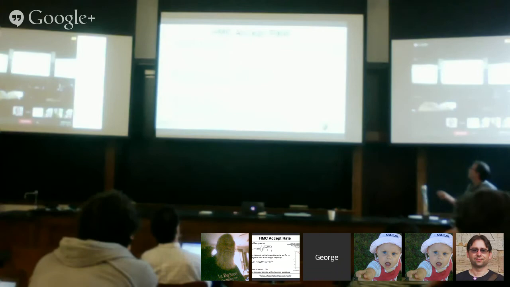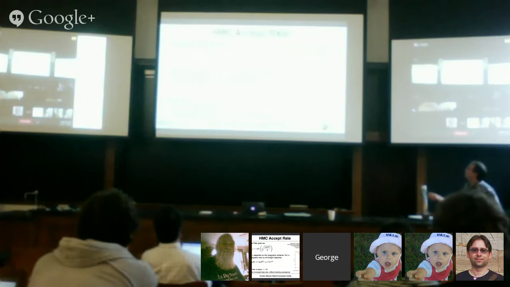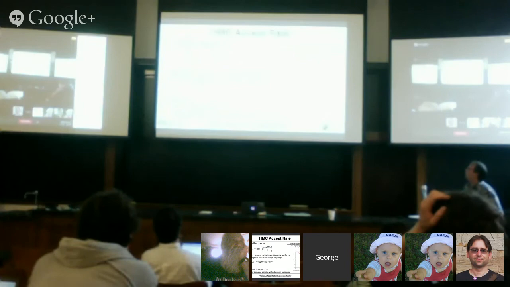And the other thing is that if you have an integration scheme that's accurate to order dt to the n, then if you want to keep the acceptance rate constant, you have to scale your dt like so. You want to keep this term kind of constant. So if you grow your volume, you'll need to change the step size down to keep the acceptance rate constant. Okay.